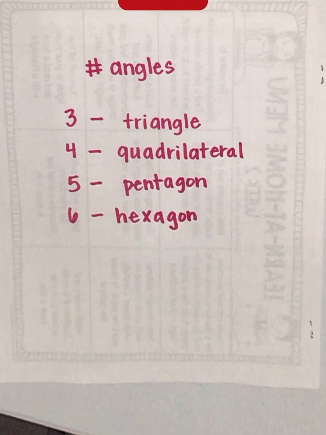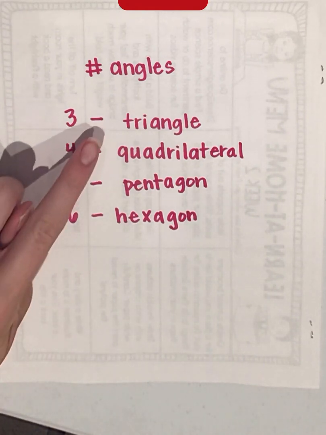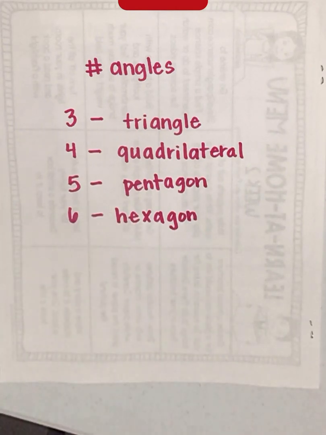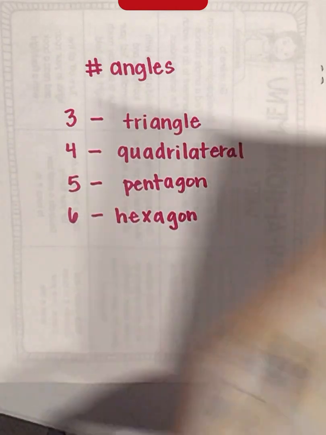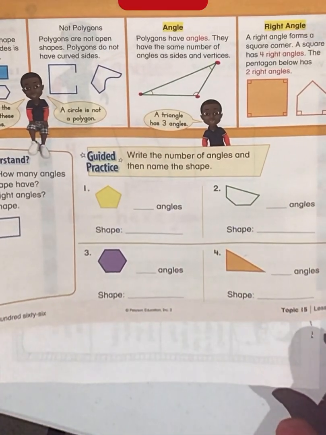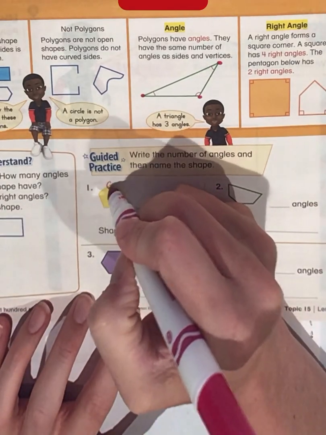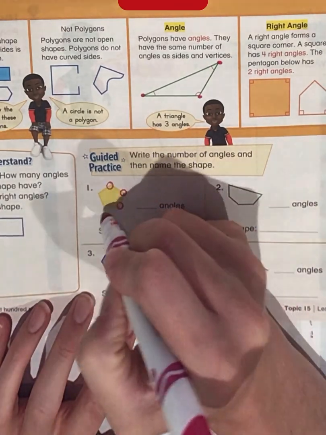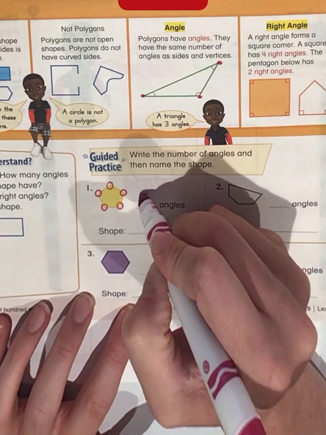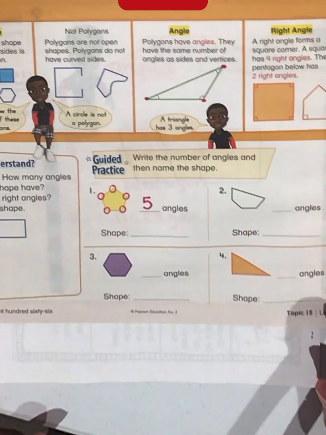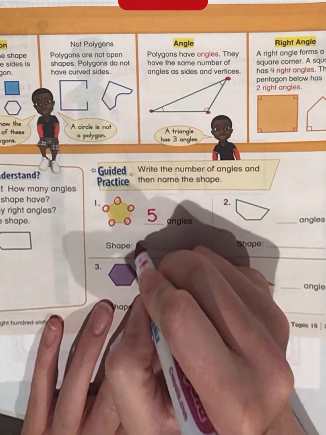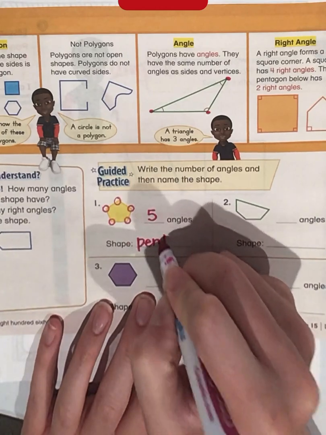So when you count your angles on your shapes today, depending on how many angles there are, this would be the name of the polygon or shape, okay? I'm going to do number 1 here as an example. If I circle my angles, I have 5, and then I know a shape with 5 angles is called a pentagon.